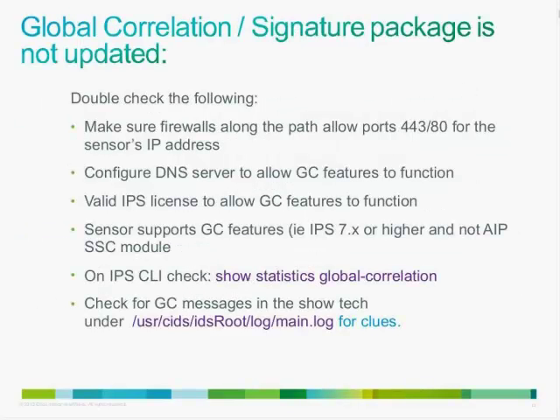The majority of the reasons are shown in this slide here. Make sure there are no firewalls in the path between the sensor and the internet, where it has to go to the Cisco site and grab that database. Make sure the DNS server is configured to allow global correlation features to function. Make sure the IPS has proper licensing configured. The IPS has to run 7.x code or higher in order to make use of this. In the IPS CLI, we can check show statistics global-correlation. We can also look in the main log for some clues.